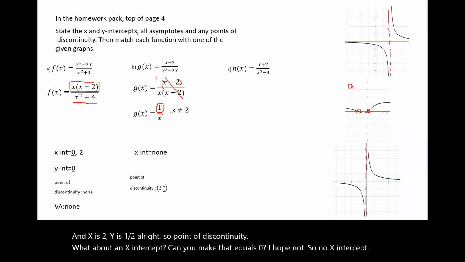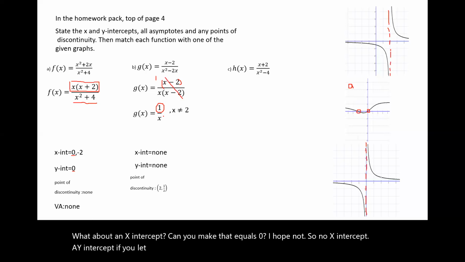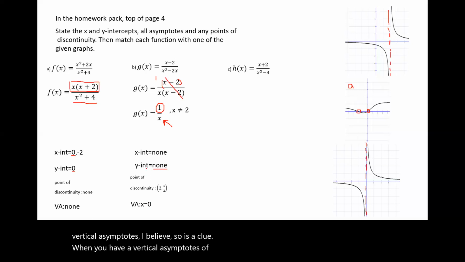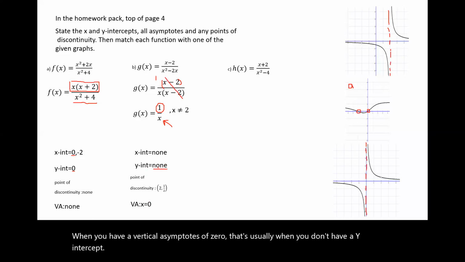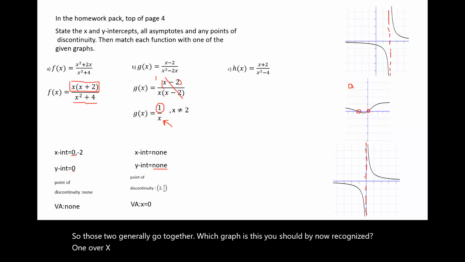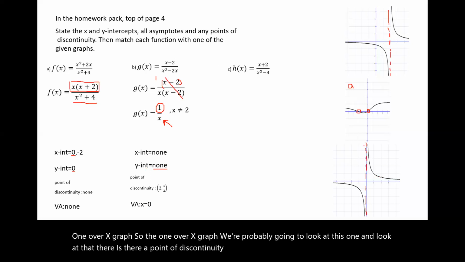A y-intercept, if you let x equal 0, you're immediately in trouble. So no y-intercept. Any vertical asymptote? I believe so. There's a clue. When you have a vertical asymptote of 0, that's usually when you don't have a y-intercept. So those two generally go together. Which graph is this? You should by now recognize the 1 over x graph. So the 1 over x graph, we're probably going to look at this one. And look at that. There's our point of discontinuity right there at 2.5. Vertical asymptote 0. So that one is B.